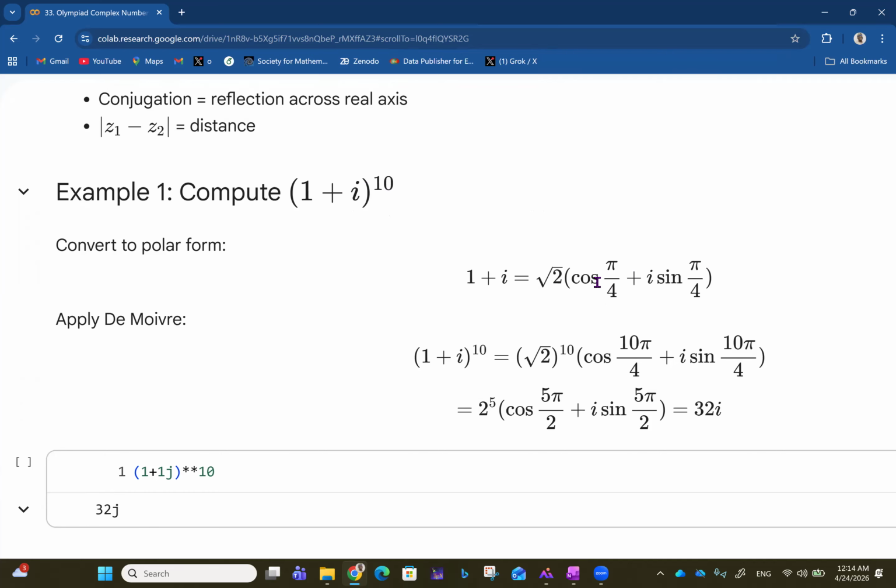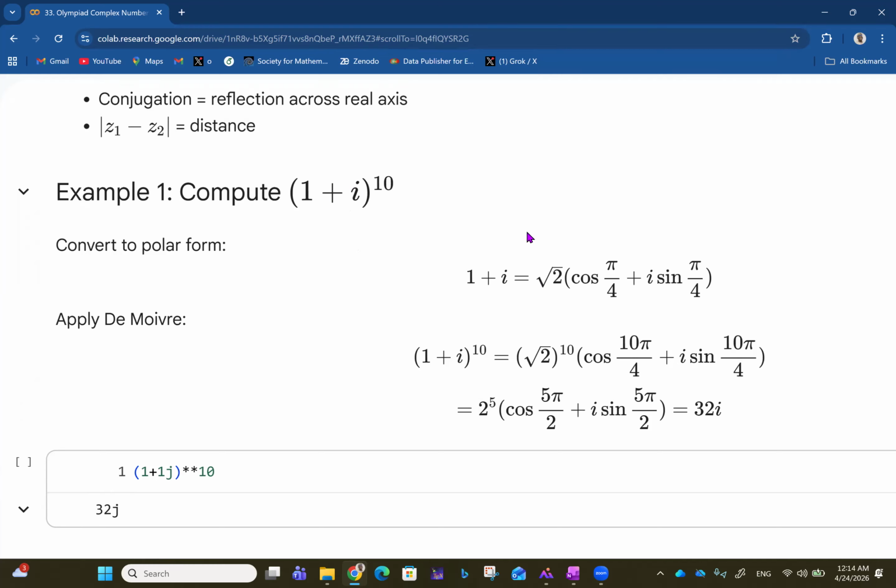Or not, maybe not even via De Moivre's theorem yet. We can convert this to polar form. So for instance, you want to compute (1 + i)^10. First convert to polar form. How do you convert to polar form? Find the magnitude of 1 + i.